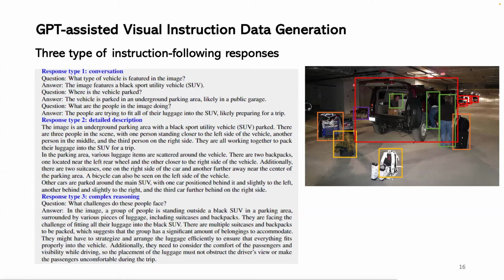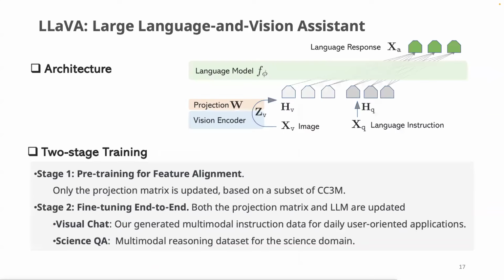It is not only about the content of the original image itself, it's more about the implications of the image. In this example we see a small SUV and several luggages. The question is, what challenges do these people face? In the answer, we say that the challenge is how to put all these luggages into a small SUV, because the SUV is small and there are many luggages. So these 3 types of instruction following data will be used as diverse instructions for us to train the LLaVA model later.